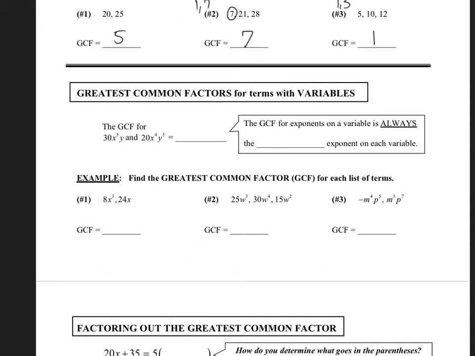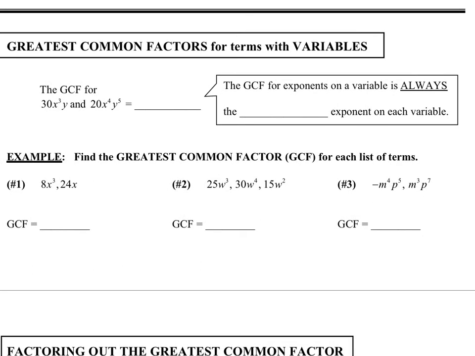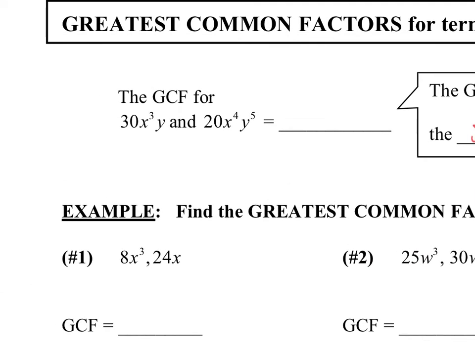The greatest common factor for terms with variables. All right, so the greatest common factor on a variable is always the smallest exponent on each variable. Okay, so if we're looking at the greatest common factor for 30x to the third y and 20x to the fourth y to the fifth, so we're looking for the biggest number that goes into, let's write that over here actually. The GCF equals the largest number and the smallest exponent.